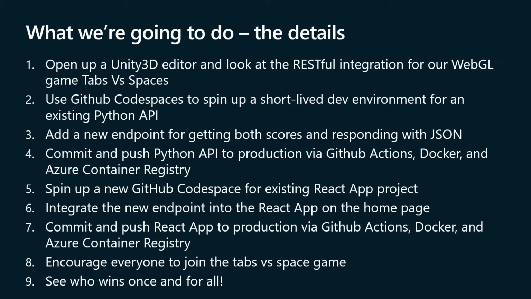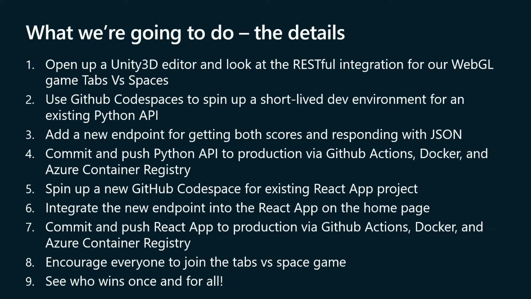We're going to use GitHub Codespaces to spin up a short-lived dev environment for the existing Python app. We're going to add a new endpoint to get both scores and respond with a JSON response. We're going to commit and push that Python API via GitHub Actions, Docker, and Azure Container Registry.